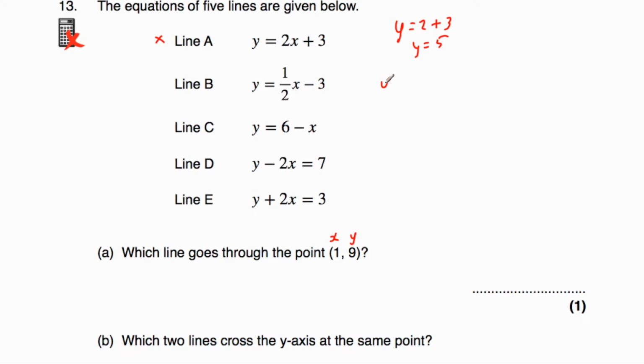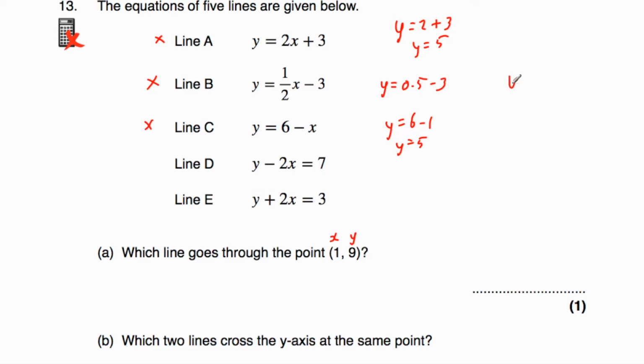Line B, y equals a half of x, well a half of 1 would be 0.5, or a half, and then take away 3. Well, a half take away 3 would be minus 2.5, that's not 9, so it's not line B. Line C, we've got y equals 6 minus x, and x is 1, so 6 minus 1. 6 minus 1 is 5, so y equals 5. That's not 9, so no.